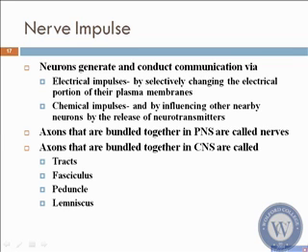Neurons basically generate and conduct communications in two ways. They do it by electrical signals, and the other portion is a chemical component. The electrical component is very important because it propagates nerve signals quickly and unidirectionally. But it doesn't have any specificity.